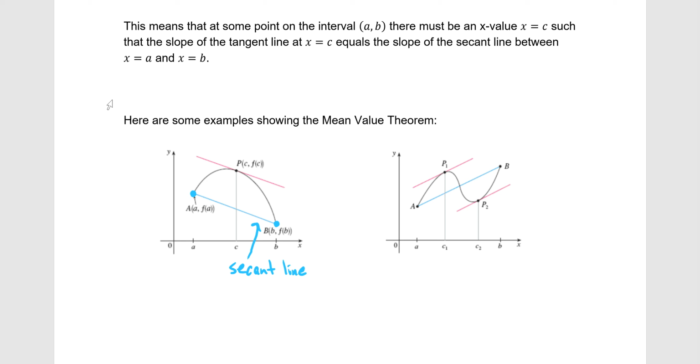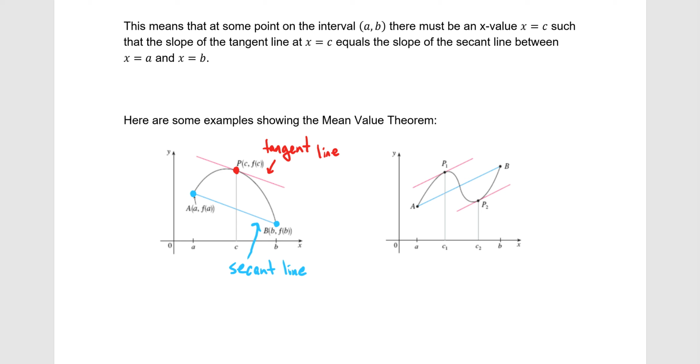The mean value theorem says that there has to be a point c in this interval such that the slope of the tangent line at c has to equal the slope of the secant line between the endpoints. We can see that it does. It looks like these lines are parallel.